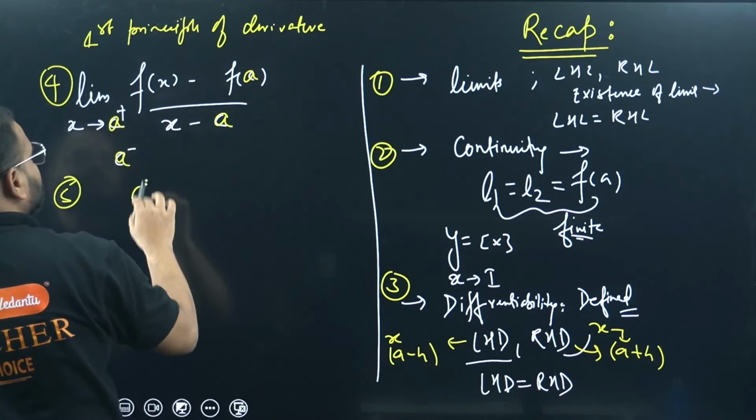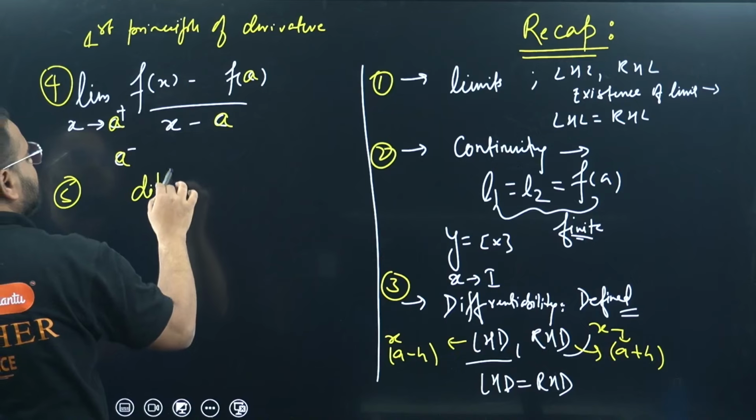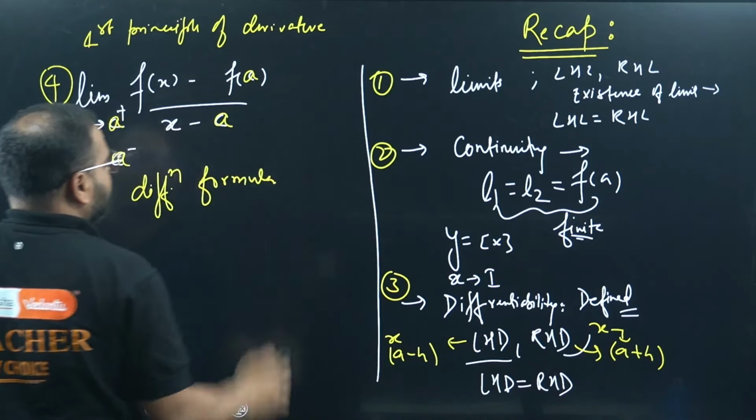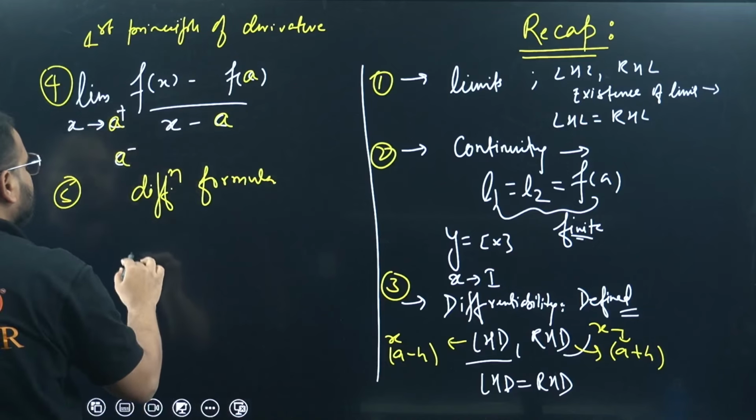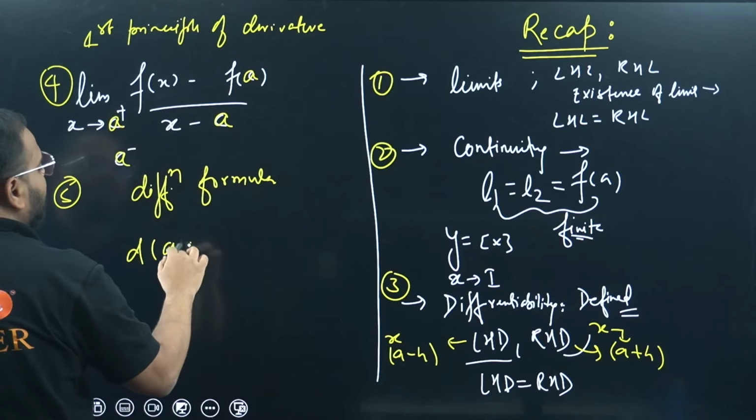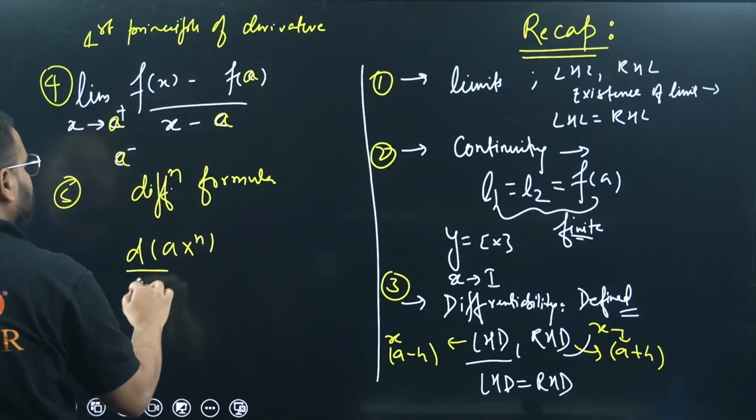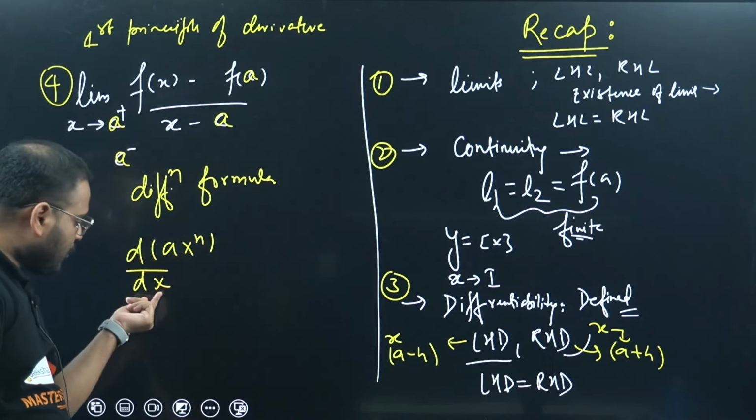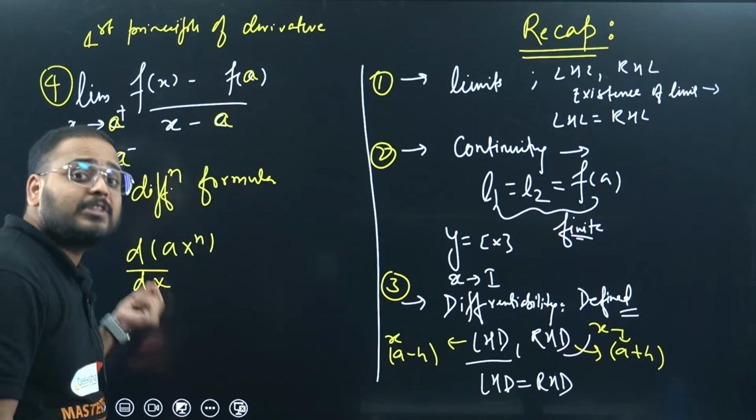We learned some differentiation formulas, right? If you want an example, the first one was the differentiation of a power x^n with respect to x. That's how we read it. The denominator represents what? The variable with respect to which we differentiate.